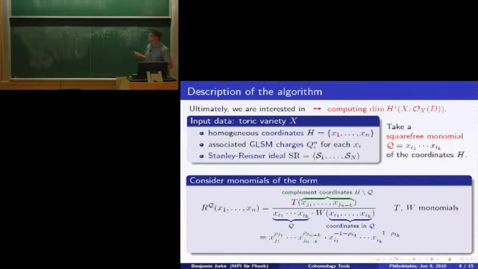Now take a square-free monomial Q in those homogeneous coordinates. Then one of the main objects in our algorithm are monomials of this particular form. So you take the square-free monomial, and the coordinates appearing in it, as a product, appear in the denominator of those monomials. Then we consider monomials in those coordinates also in the denominator. So basically, the coordinates which you have in your square-free monomial have at least degree -1, and the complement of those have all positive degree. This is the basic structure of those monomials, thus the coloring.